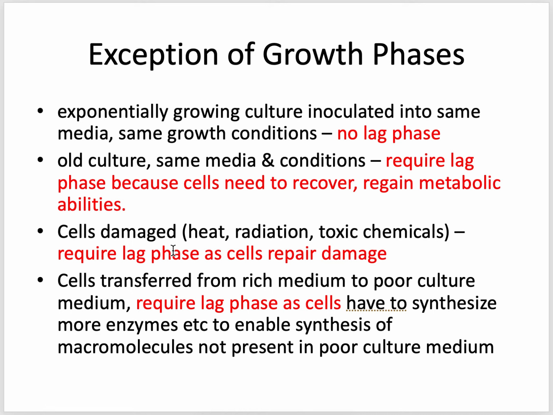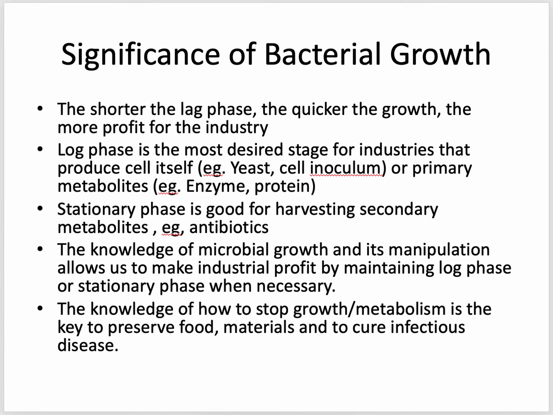So why do we do that? Actually, we do that because of our necessity. We all know that we can use bacteria in the industry. We use bacteria in the industry to produce different chemicals, different biomolecules. For example, we can use bacteria to produce antibiotics. We can use bacteria to produce vitamins. We can use bacteria to produce enzymes.